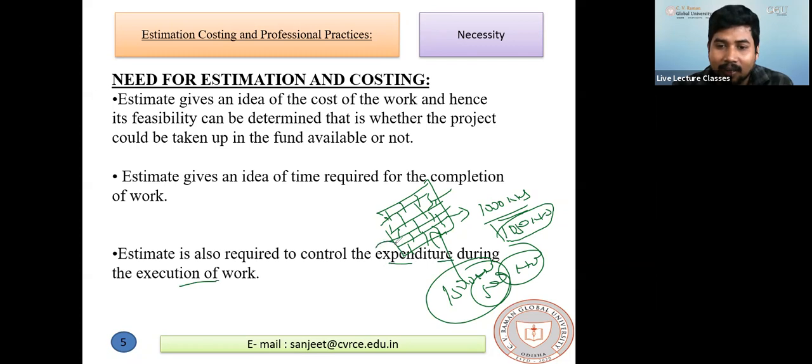What are the expenditures? What are the requirements? We will control all this. What is the requirement of cement? What is the requirement of fine aggregate? What is the requirement of steel? Everything can be controlled there. Clear?